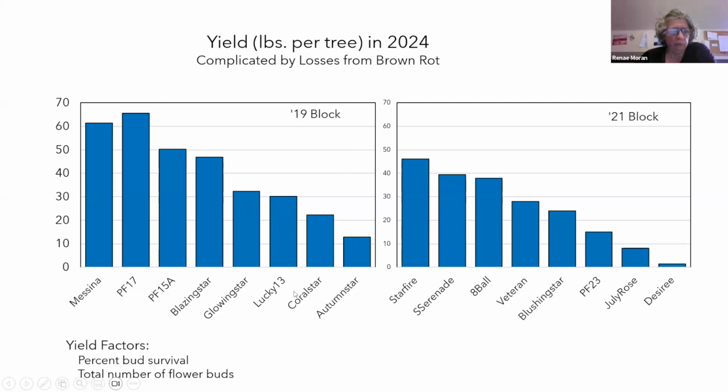And so it didn't 100% correlate with bud hardiness, and that's because some of these varieties don't produce a lot of flower buds. So they may have 100% bud survival, but if they only produce 2 or 3 buds per shoot, they're going to have less yield than something that produces a lot of flower buds but has 50% bud kill. So it's the combination of these two that contributes to yield.